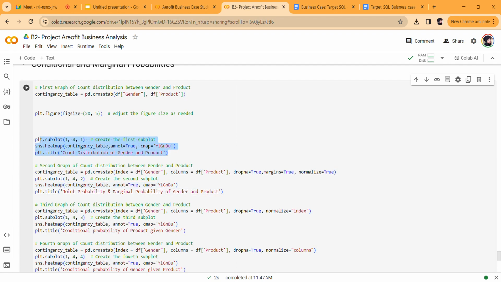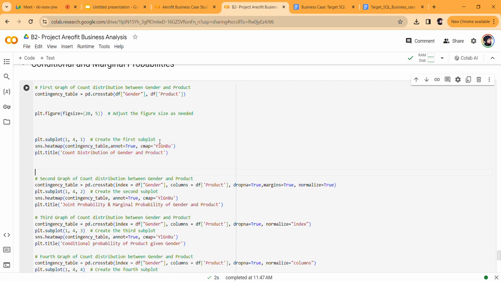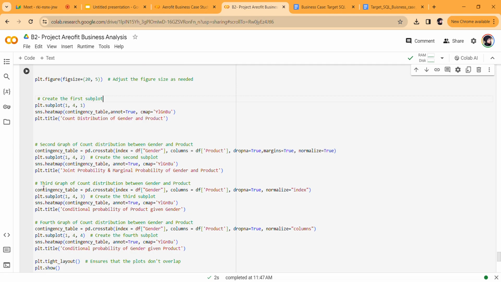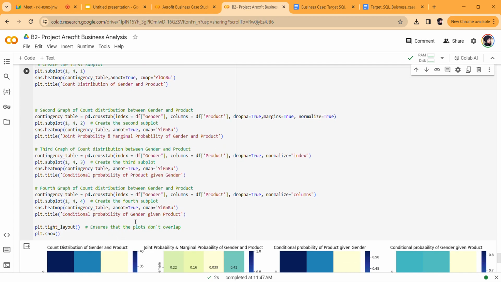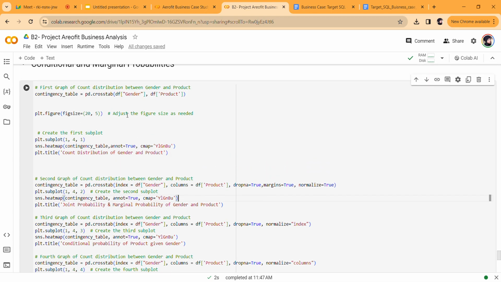So this is the code. First, create the first subplot. You can close it and put it here. This is the first subplot you are creating, this is the second one, this is the third one, this is the fourth one. There are a few attributes that I am adding in the pd.crosstab, and we are using the same data to create the heat map. In pd.crosstab you can see that I am putting df.index and df.product.